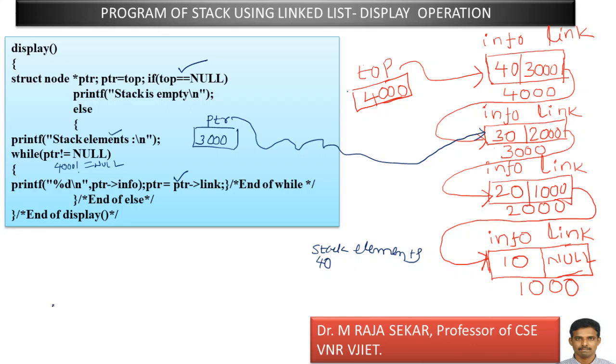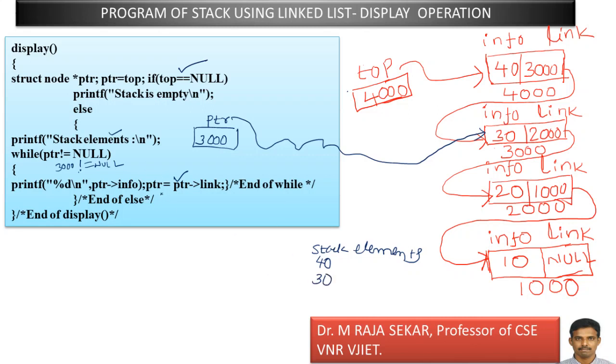Previous value of PTR is 4000. Now PTR value is 3000. What is this 3000? Is it equal to null or not equal to null? 3000 not equal to null, true. If it is true, you will enter inside the while loop. PTR arrow info. PTR means what? 3000. What is my 3000 info? 30. That number 30 will be displayed.